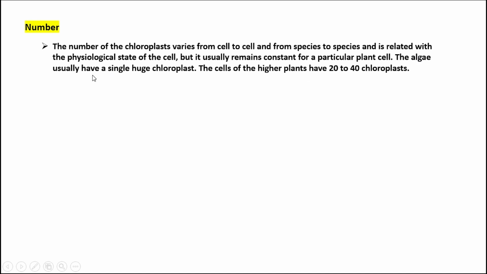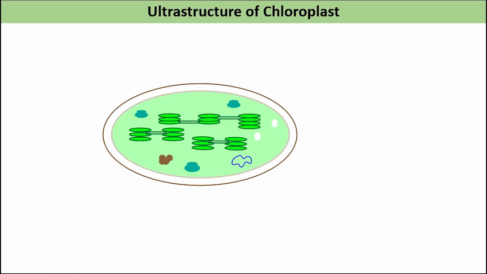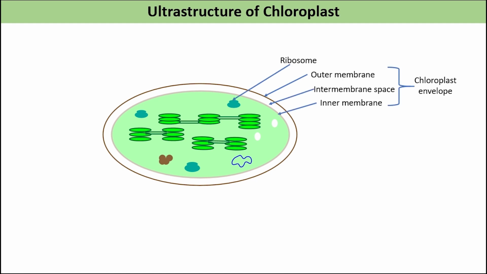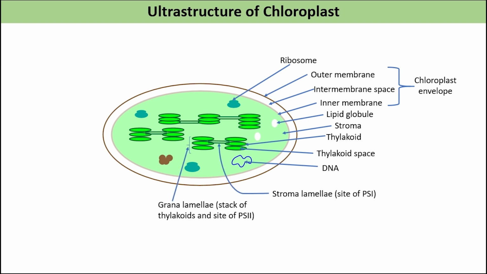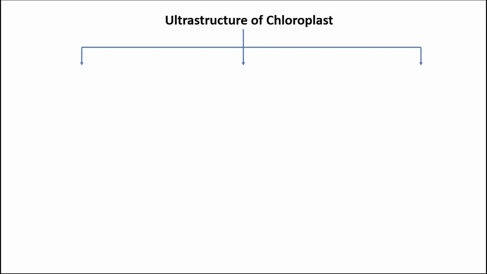The algae usually have a single huge chloroplast. The cells of the higher plants have 20 to 40 chloroplasts. Ultrastructure of chloroplast. Chloroplast contains outer membrane, inner membrane, and intermembrane space, ribosome, lipid globule, stroma, thylakoid space, DNA, stromal lamellae, granal lamellae and starch granules. Chloroplast structure can be categorized into three.